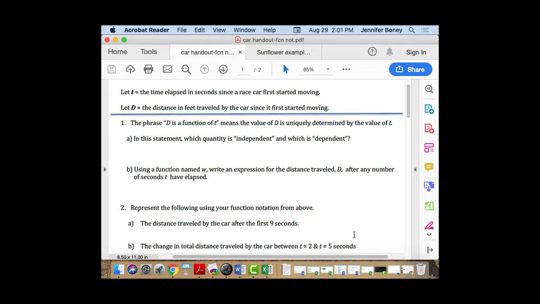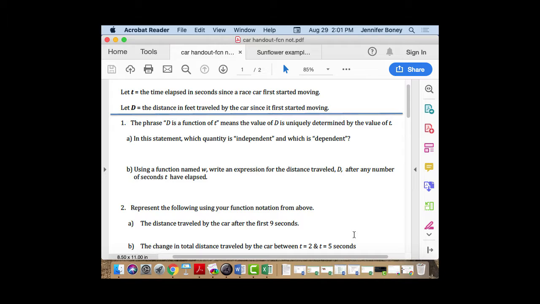Well, sometimes it's 3 and sometimes it's 8. That's not a very useful sort of statement. So functions, things that are defined where one variable is a function of the other, have only one value of the dependent variable for any one independent variable value. So in any case, the phrase d is a function of t means that the value of d is uniquely determined, another way to say that, sort of fancy phrase, by the value of t.